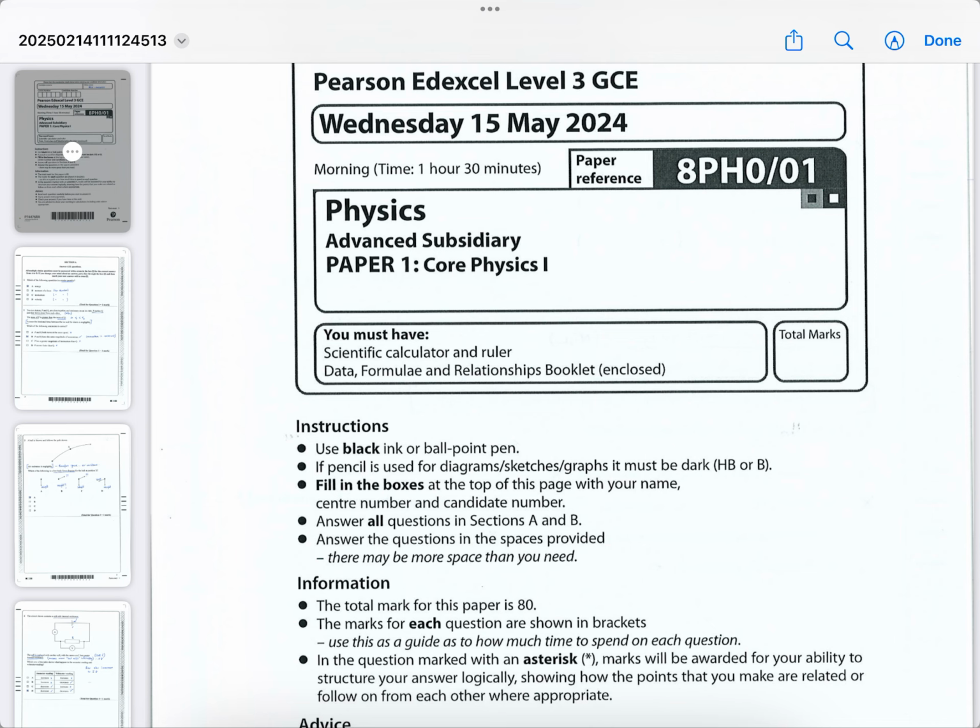It's May 2024, and you can look up on the website, you can search for the grade boundaries if you want to see how well you did.